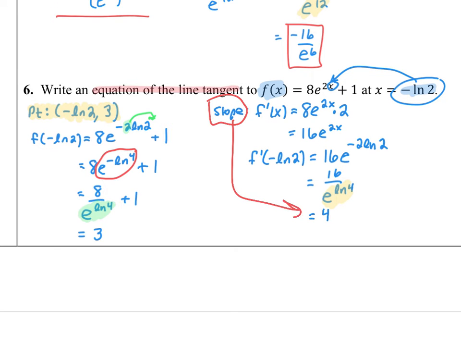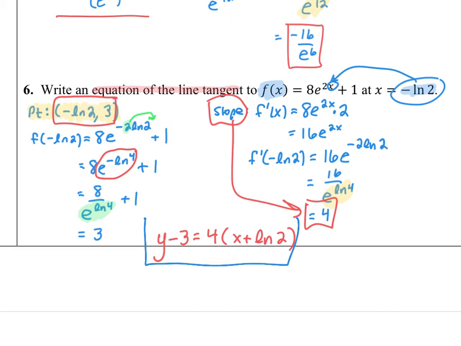So I have negative natural log of 2, 3 is my point, and 4 is my slope, and then I just write my equation from there. As far as evaluating what natural log of 2 is, it is some decimal number that you don't need to worry about, so you would just present your answer exactly like this one.